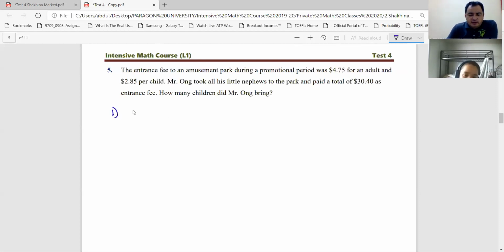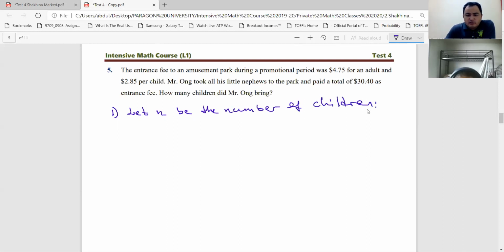The first one, let n be the number of children or nephews. Okay. Then what is it? It's a total fee, right? So the total fee, that is how much he paid, $30.40.